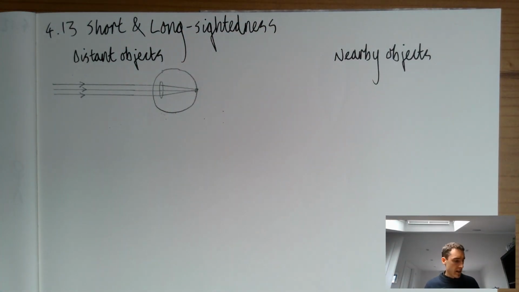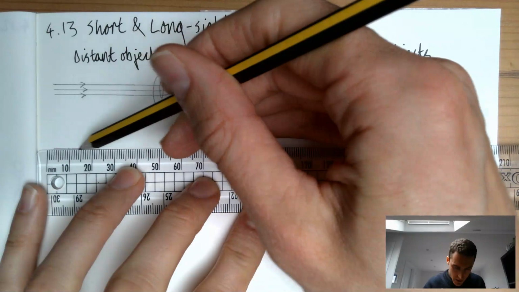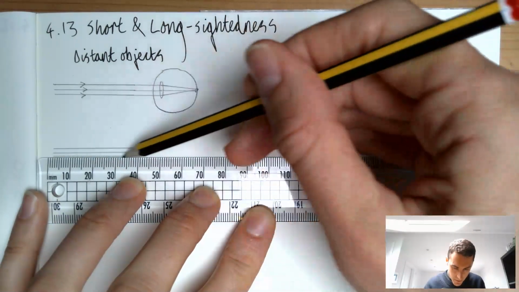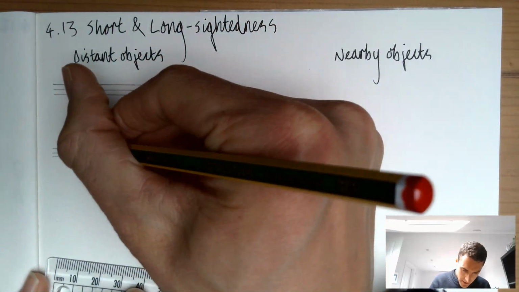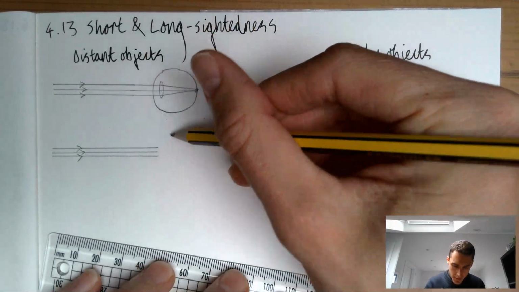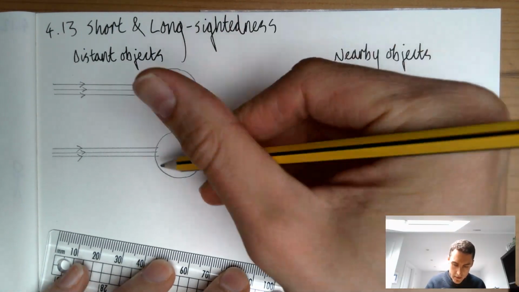But then you can say, sometimes some people have a bit of a problem. So let's draw the same thing again. Let's draw these three parallel rays of light coming in from a distant object. For some people, the problem that they have is as follows. I draw my eye here, like this.